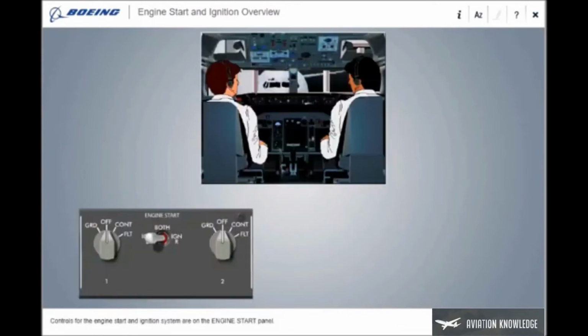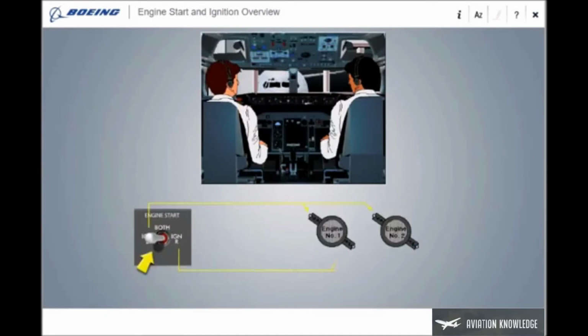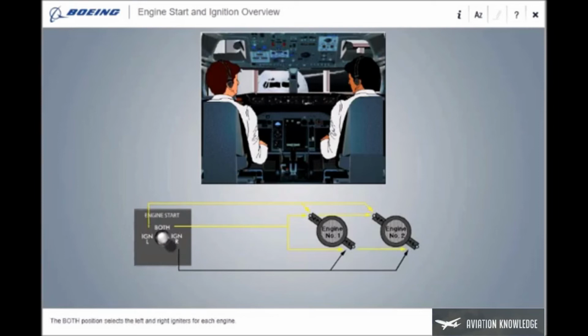Controls for the engine start and ignition system are on the engine start panel. The ignition select switch has three positions. Ignition left and ignition right select the related igniters for the two engines. The both position selects the left and right igniters for each engine.